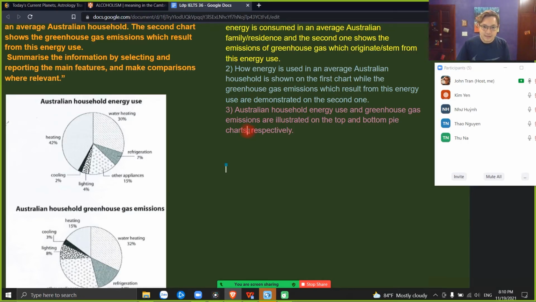So basically, why do I need comma and respectively here? Tại sao lại phải cần có cái chữ tương xứng và dấu phẩy ở đây?